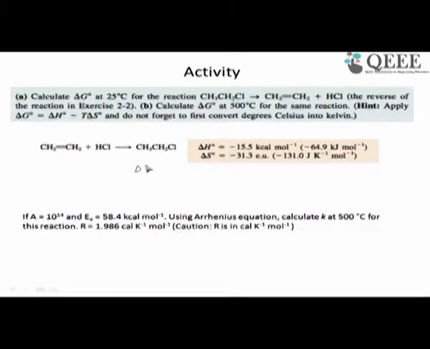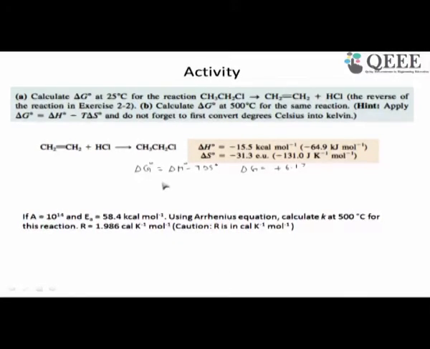Where the value was minus, the value will now be plus. Since we have already done it before, just reversing the signs, you can substitute in delta G equal to delta H minus T delta S. If you do that, you get delta G equals plus 6.17. So this means this reaction is thermodynamically unfavorable. Now the question here is to calculate the delta G at 500 degrees for the same reaction.